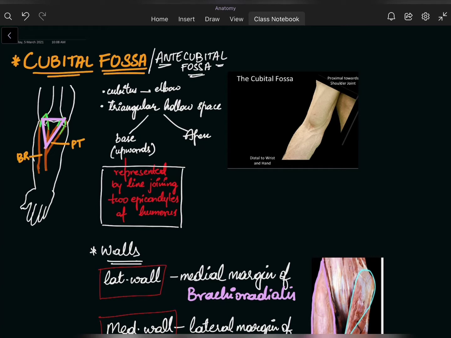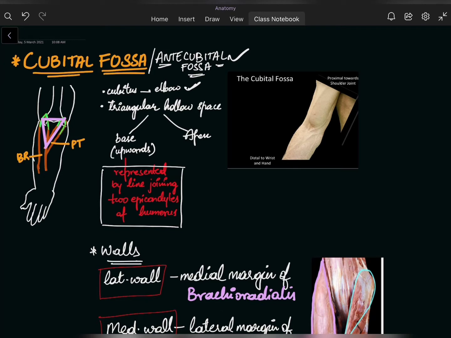So why the name cubital fossa? Because cubitus, what is cubitus? Cubitus means elbow. All these contents of cubital fossa are passing above the elbow. So this cubital fossa is also called antecubital fossa. Anti means above. So cubitus, elbow, anti, above elbow. So antecubital fossa. This fossa is a triangular hollow space.